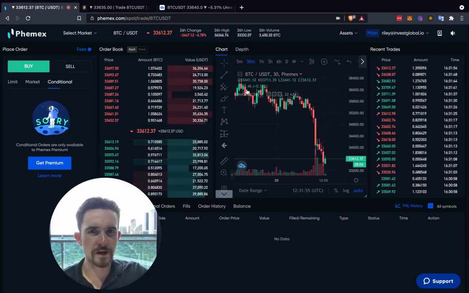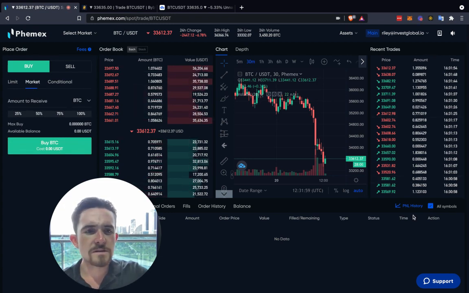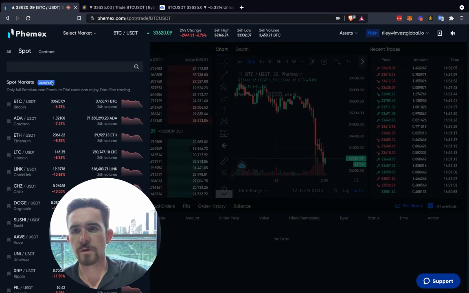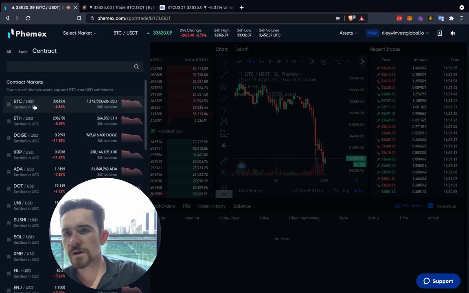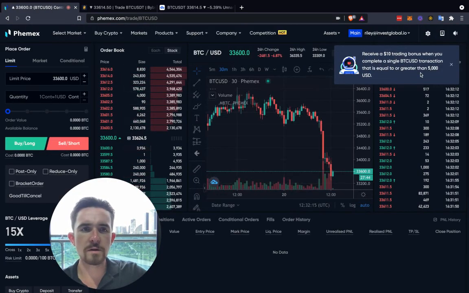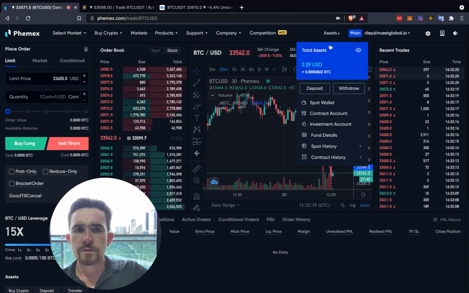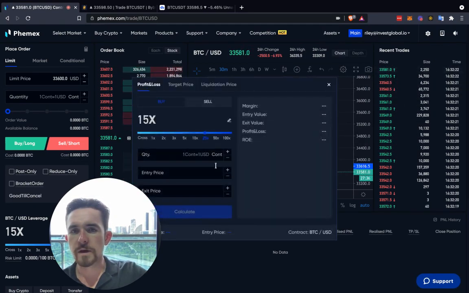Femex is very, very similar. I can't remember exactly where it's at. Let's go back here to markets. My bad, this is on spot on Femex. So what we would actually want to do is go to perpetuals. So we would want to go to contracts, and we would go to like BTC USD here, and then you can switch your... here we go. That's where it is.